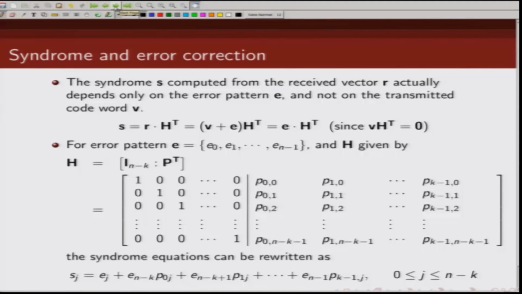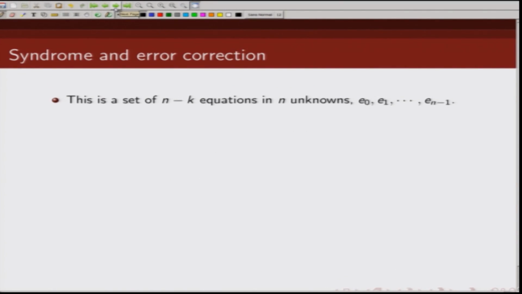And if you have your parity check matrix in a systematic form, then you can write your syndrome equations in terms of your error patterns like this. So, these are basically your n minus k syndrome equations. So, to recap what we have said so far, for error detection we need to compute the syndrome, and if the syndrome is non-zero, that means an error has occurred.